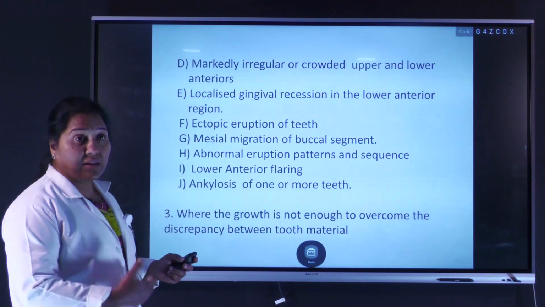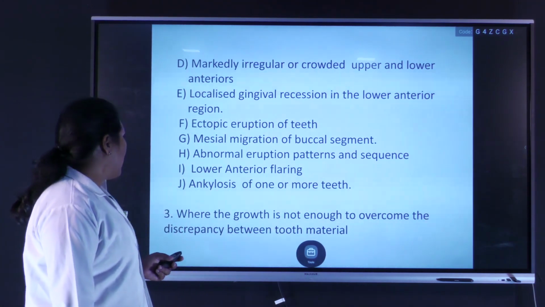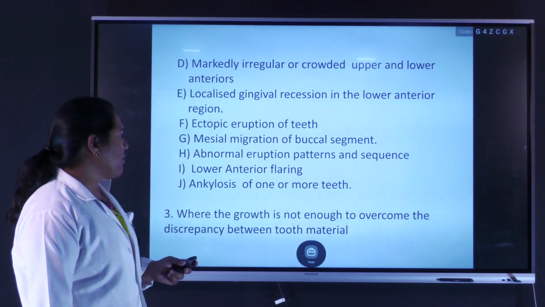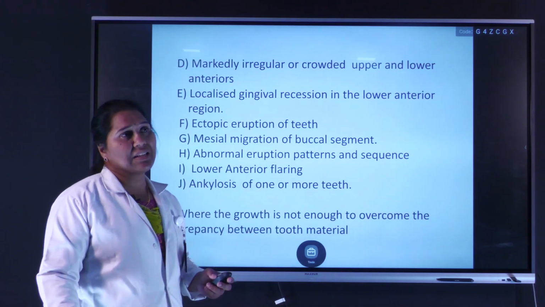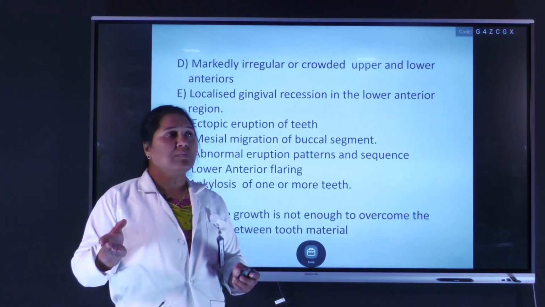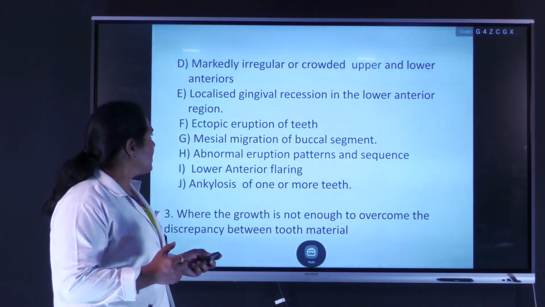All these come under arch length tooth material discrepancy situations, where growth is not enough to overcome the discrepancy in tooth material. In other conditions, the arch length tooth material is normal but the size of the arch has not grown. That is also one of the conditions.